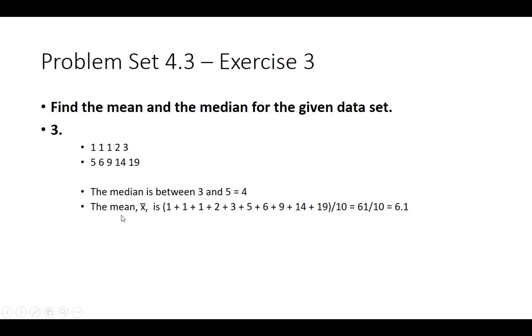The mean, X bar, add them all up and divide by how many we have. So we're adding them all up and we're dividing by 10. 1 plus 1 plus 1 plus 2 plus 3 plus 5 plus 6 plus 9 plus 14 plus 19 is 61. 61 divided by 10 is 6.1.